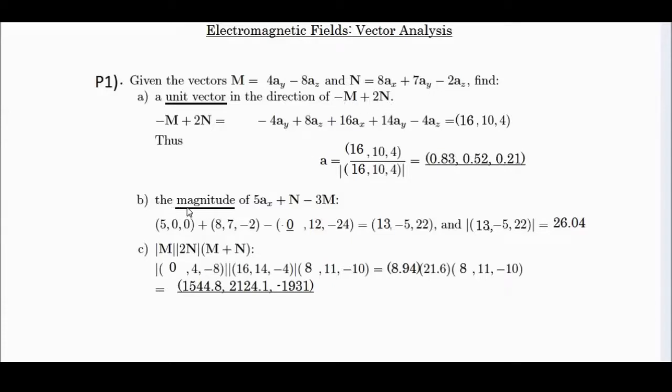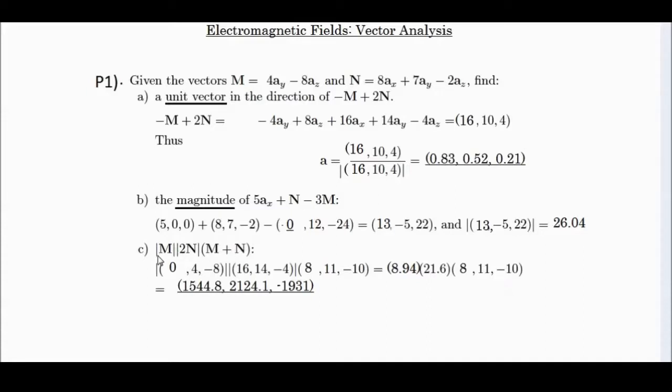Now the magnitude of 5ax plus n minus 3m is computed by first computing this vector and then evaluating the magnitude. So once again, 5ax is this vector, this triplet, n is this triplet, and 3m is this triplet, and adding them up, we have the result as 13, minus 5, and 22, and the absolute value of this vector gives me 26.04, which is the magnitude of the given vector.